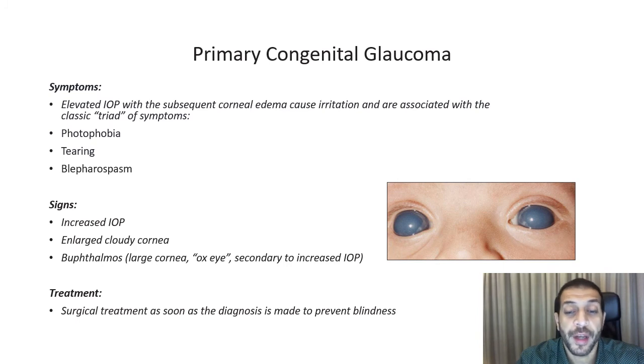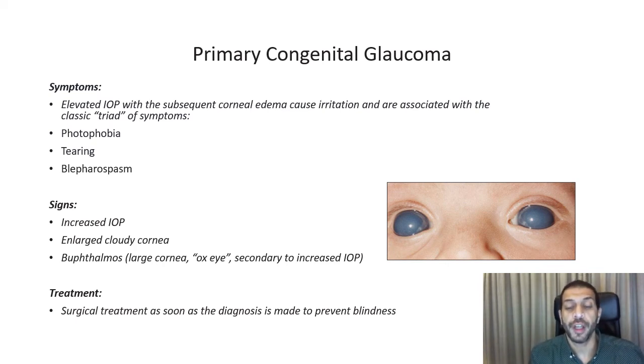However, that does not happen in adults, because in children the sclera is extendable and the eye can grow in size when there is high intraocular pressure. In adult glaucoma, that does not happen. No matter how high the intraocular pressure is in an adult, the eye will not grow in size. Treatment of primary congenital glaucoma is mainly surgical.